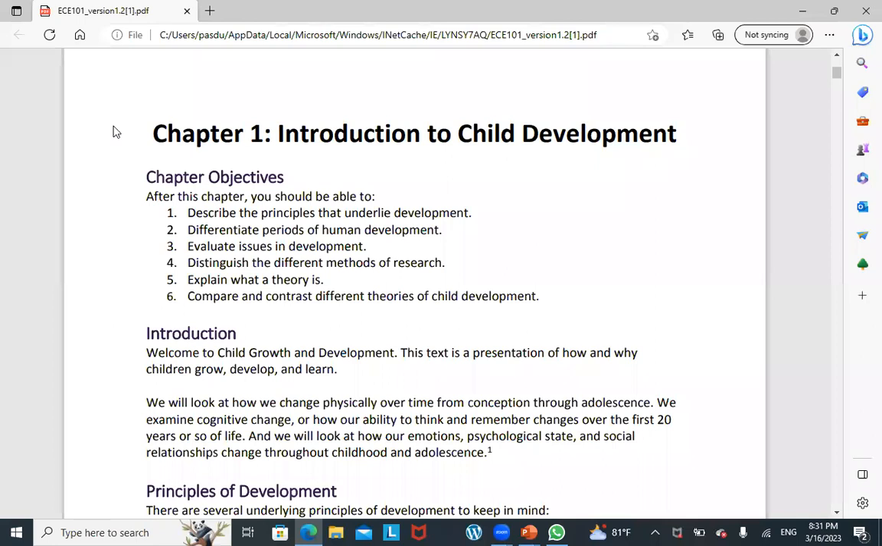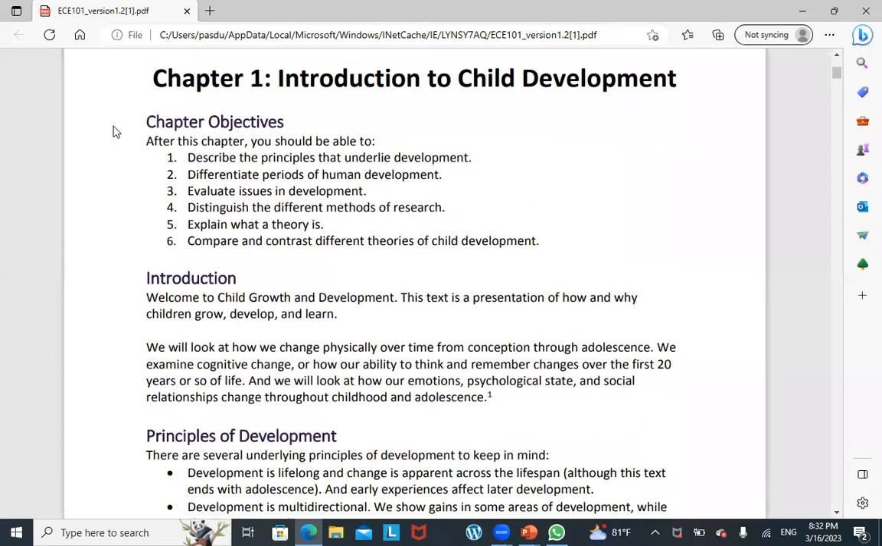Introduction. Welcome to child growth and development. This text is a presentation of how and why children grow, develop, and learn. We will look at how we change physically over time from conception through adolescence. We examine cognitive change, or how our ability to think and remember changes over the first 20 years of life. And we will look at how our emotions, psychological state, and social relationships change throughout childhood and adolescence.